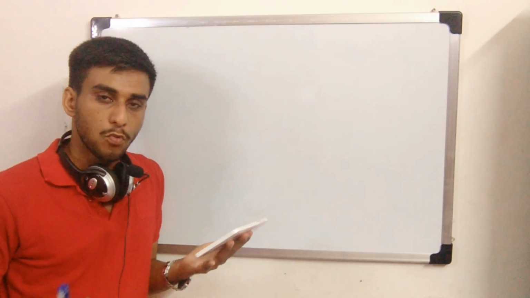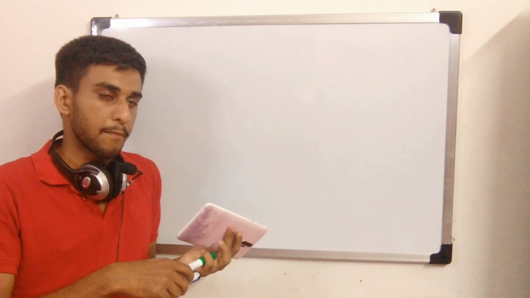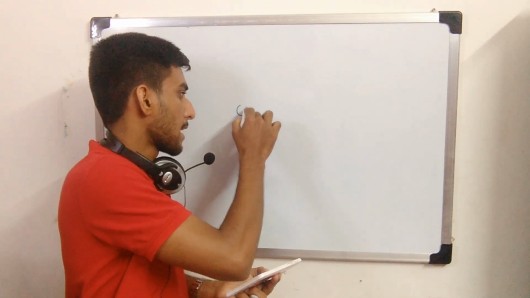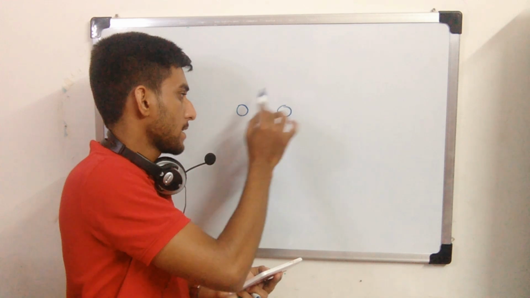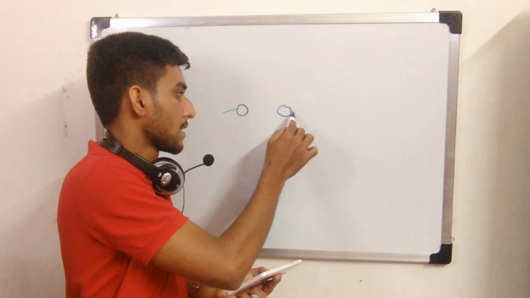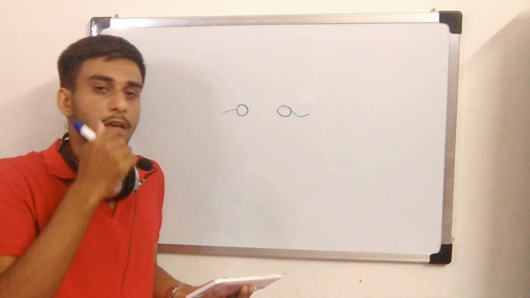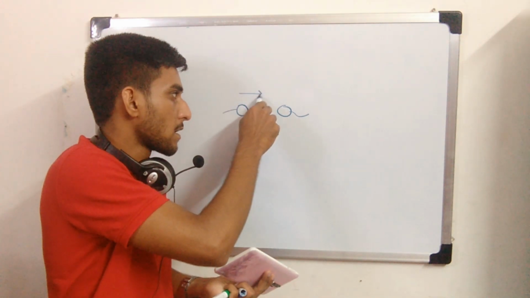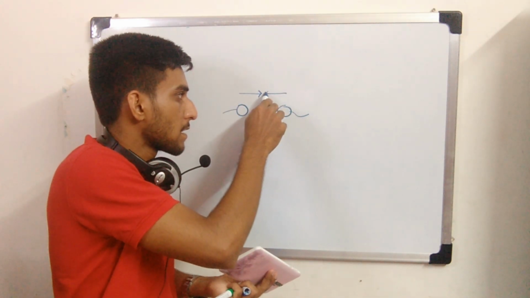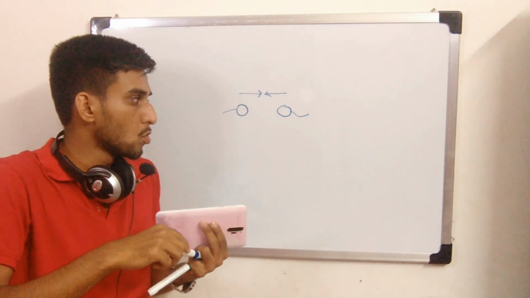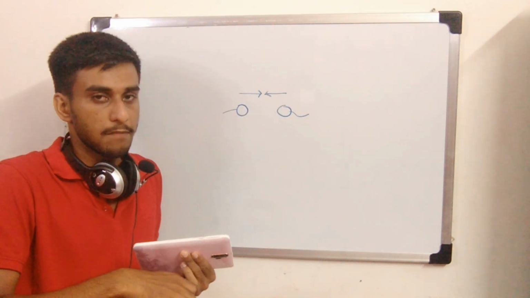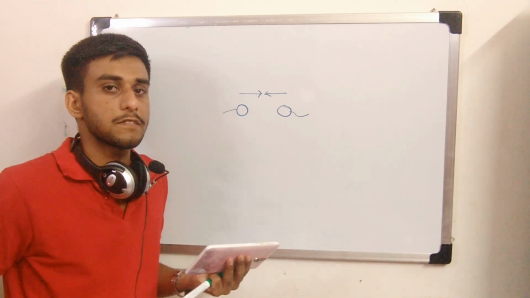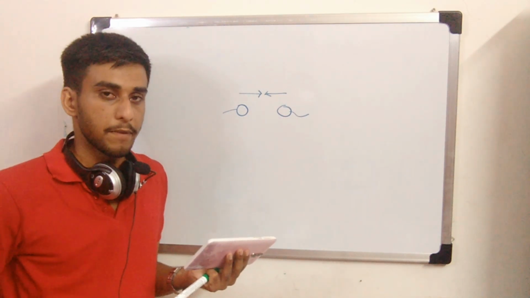Planogametes are the gametes which are motile in nature. The gametes which are known as motile are known as planogametes. Motile means if this is a gamete, this is also a gamete, they both have flagella. Planogametic copulation is the fusion between two nuclei which are either motile or non-motile. But what are planogametes? The motile gametes. Planogametes are the motile gametes.